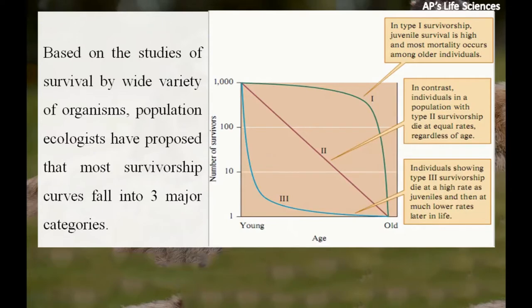In this figure, we can see the type 1 survivorship curve, in which the juvenile survival is high and most of the mortality occurs among older individuals, that is after a certain age. Whereas in type 2 survivorship curve, we can see that the mortality rate or the survivability rate remains constant over the ages. Whereas in type 3 survivorship curve, there is a high rate of death in juveniles and then much lower rates in the later ages of life.